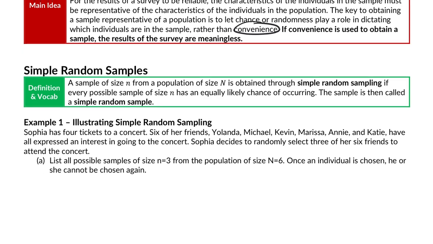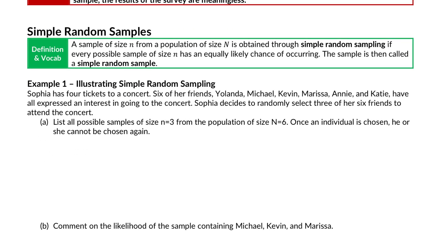So what we do is we ensure that we get samples that are simple random samples. A sample of size n, so some number, from a population of size capital N, is obtained through simple random sampling if every possible sample of size n has an equally likely chance of occurring. Then that sample is called a simple random sample.